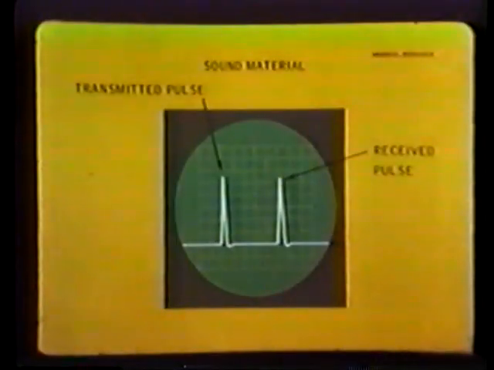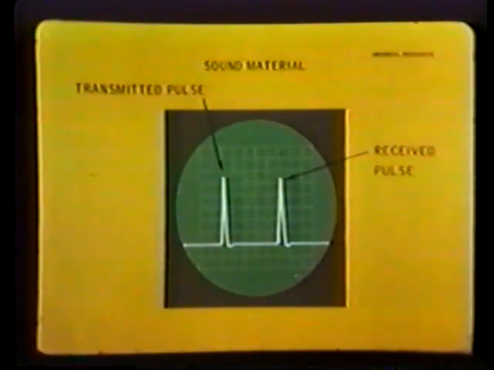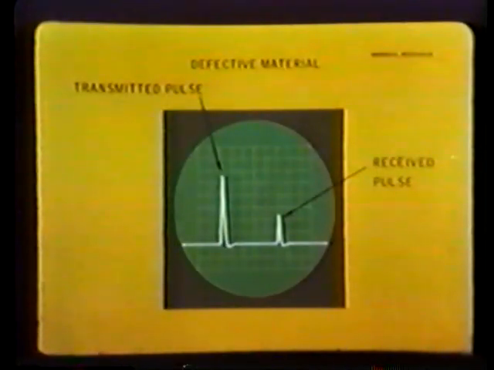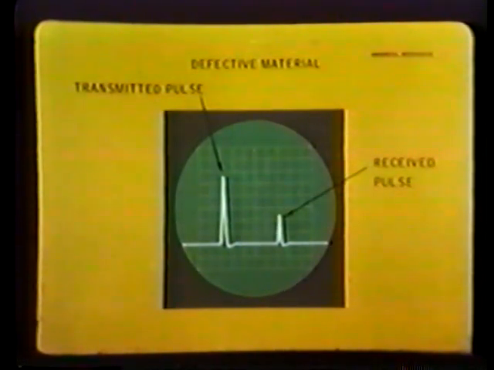The soundness or quality of a test specimen is measured in terms of energy lost. In a sound material, the transmitted and received pulses will produce pips of about the same relative amplitude. A discontinuity is indicated by a reduction in the magnitude of sound energy reaching the receiving transducer. The larger the discontinuity, the smaller the received pulse.